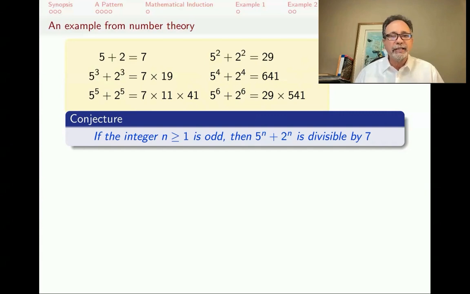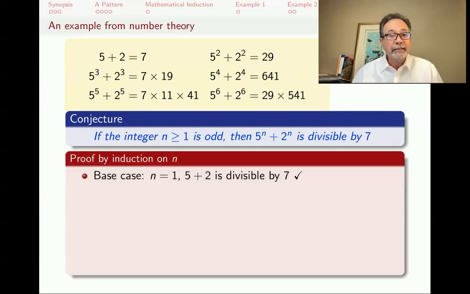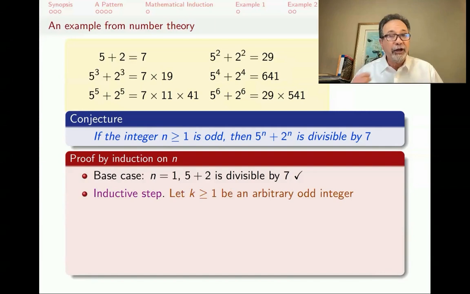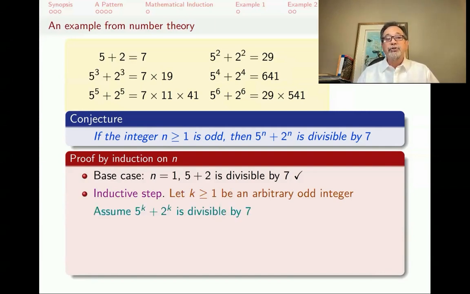And there's a little twist in the induction proof here. Base case, when n is 1, 5 plus 2 is divisible by 7. So I'm good with the first statement. Now, inductive step, I pick an arbitrary odd integer, and I assume that 5 to the k plus 2 to the k is divisible by 7. k is an odd integer. And I want to show you that the next one is also divisible by 7.